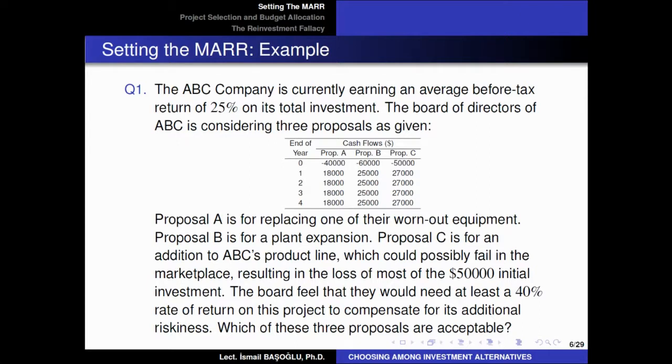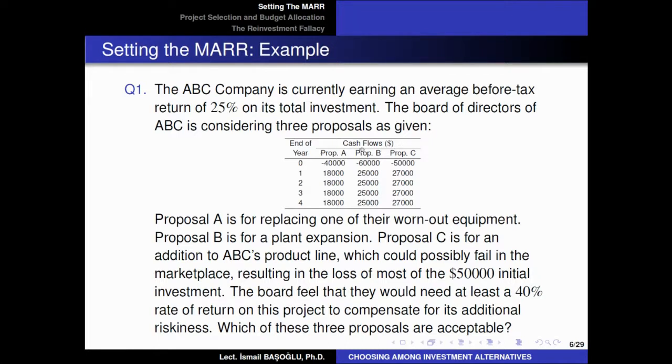It says the ABC company is currently earning an average before tax return of 25% on its total investments. So right now, their current average rate of return is 25%. So every year, for the last few years, they are expanding with a growth rate of 25% in the projects that they invest. The board of directors of ABC is considering three proposals as given.